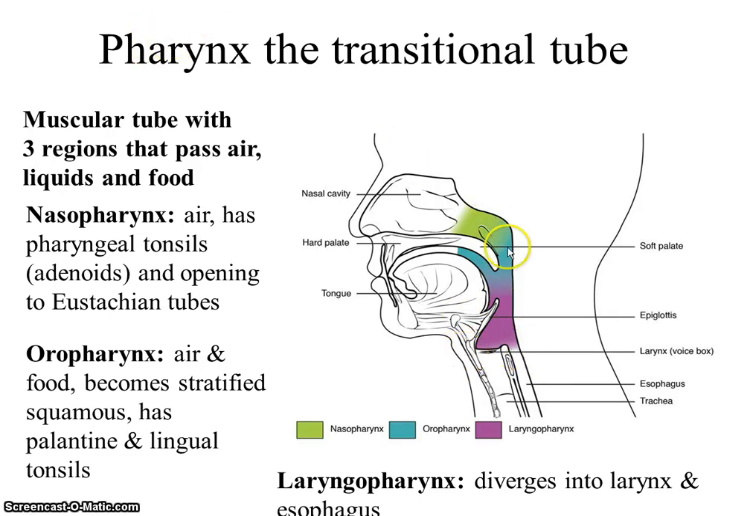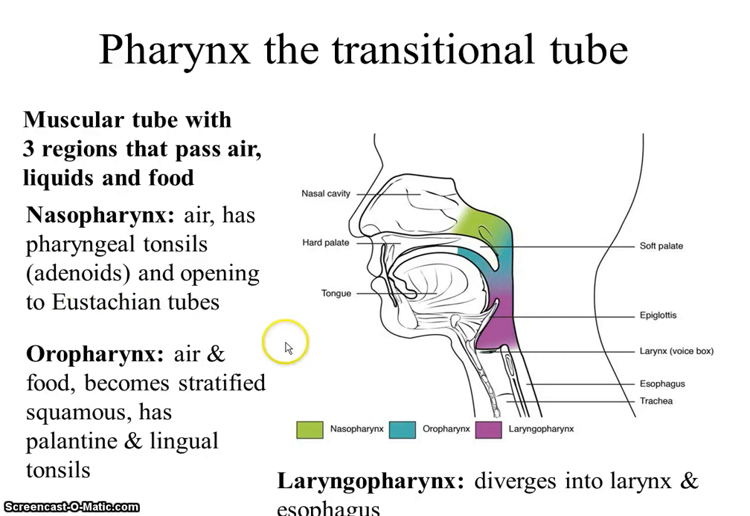So the pharynx is a muscular tube, right? It's just there to move, just like we talked about in the digestive system. With 3 regions that let air pass here, and then, of course, down here, liquids and food. So the pharyngeal tonsils are right in this area, as you may remember from your models, but you can see them on your models. And this is the opening to the eustachian tubes, which is continuous with the middle ear.